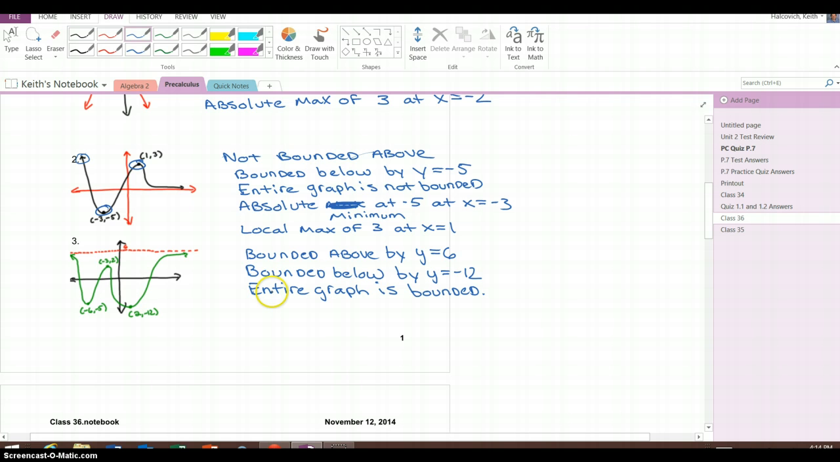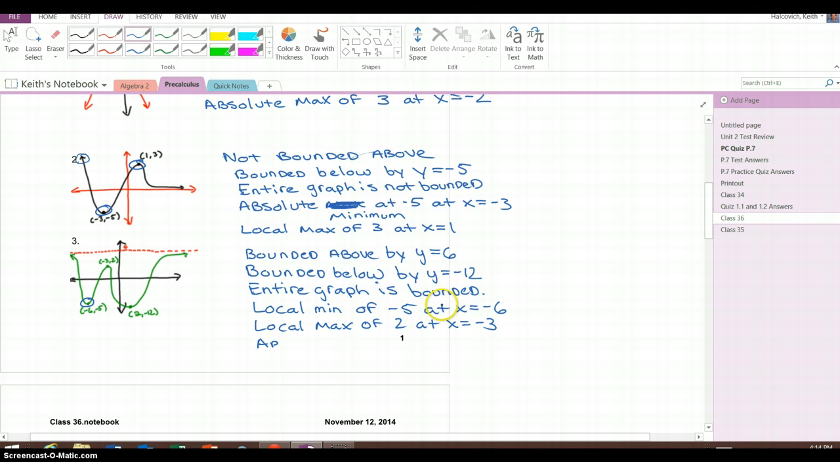Now here you have a couple of things. You have a local minimum of -5 at x equals -6. Notice that's not an absolute because that's not the absolute lowest point of the graph. And you have a local maximum of 2 at x equals -3, because that's not the absolute highest point of the graph either.